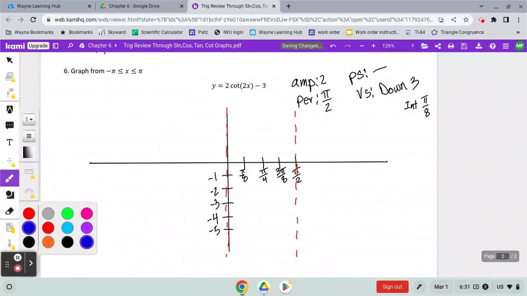Okay, we know it's cotan, so it's going down. Cotan, remember, behaves like tangent, so it will look like this. Go down to the right, came from up there.